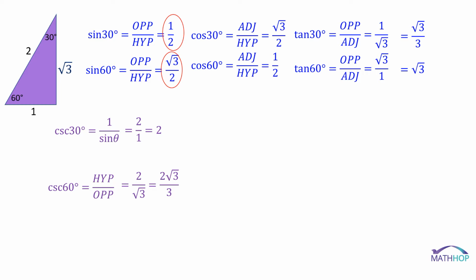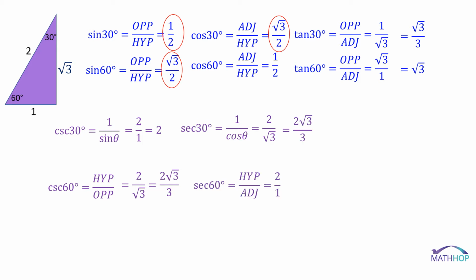So now let's move on to secant. Secant is the reciprocal of cosine. So the secant of 30 degrees, I already know the cosine of 30 degrees is rad 3 over 2. So secant is 2 over rad 3. Can I leave 2 over rad 3? I cannot. I have to do rad 3 over rad 3. And I get 2 rad 3 over 3. The secant of 60, hypotenuse over adjacent, or just 1 over cosine.